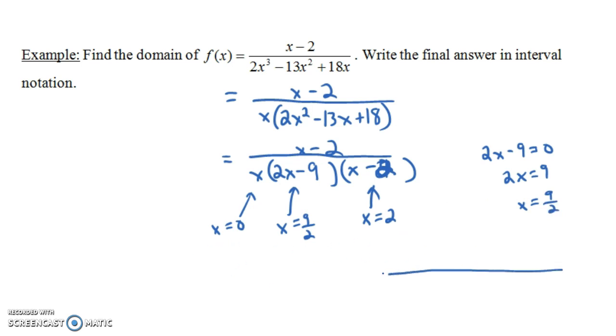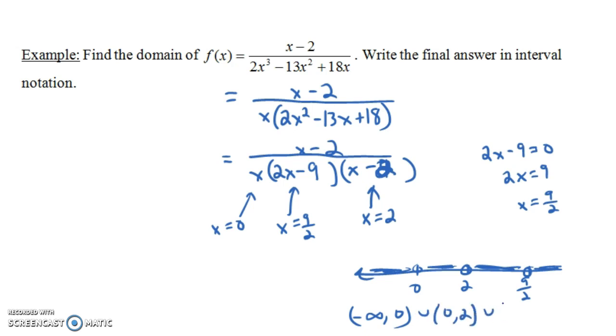Notice that if we put these on a number line, we'd have 0 here, we'd have 2 here, and we'd have 9 halves over here, which is 4.5. So those are the three numbers that are excluded. If we're going to write it in interval notation, it'd be the interval from minus infinity to 0, union the interval from 0 to 2, union the interval from 2 to 9 halves, union the interval from 9 halves to infinity.